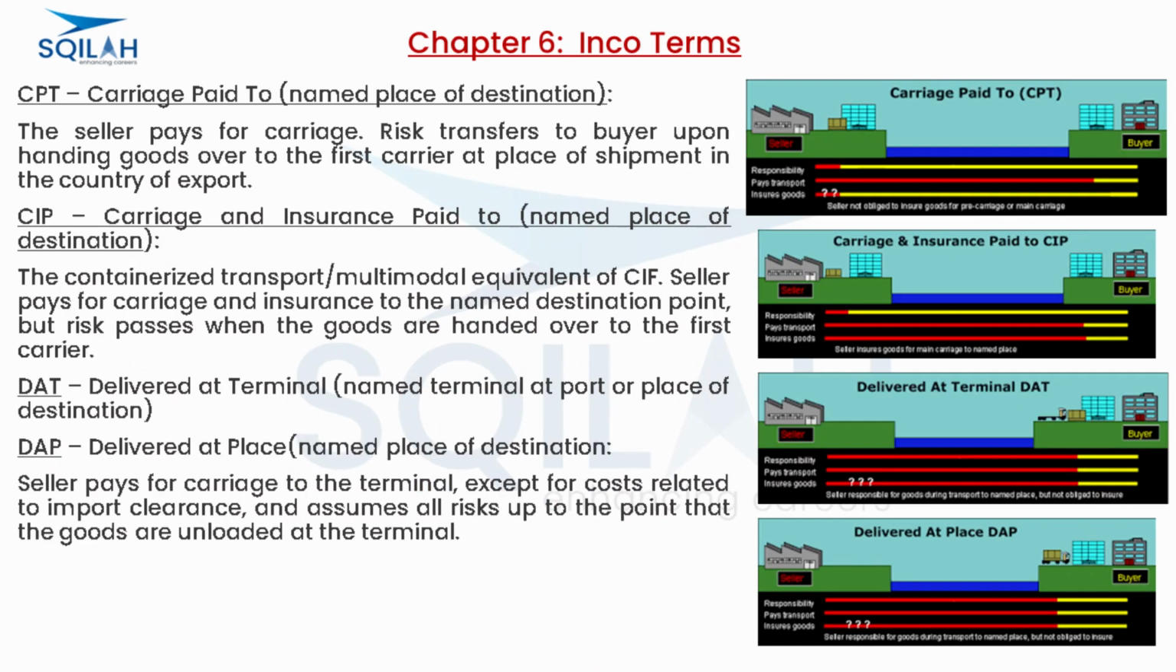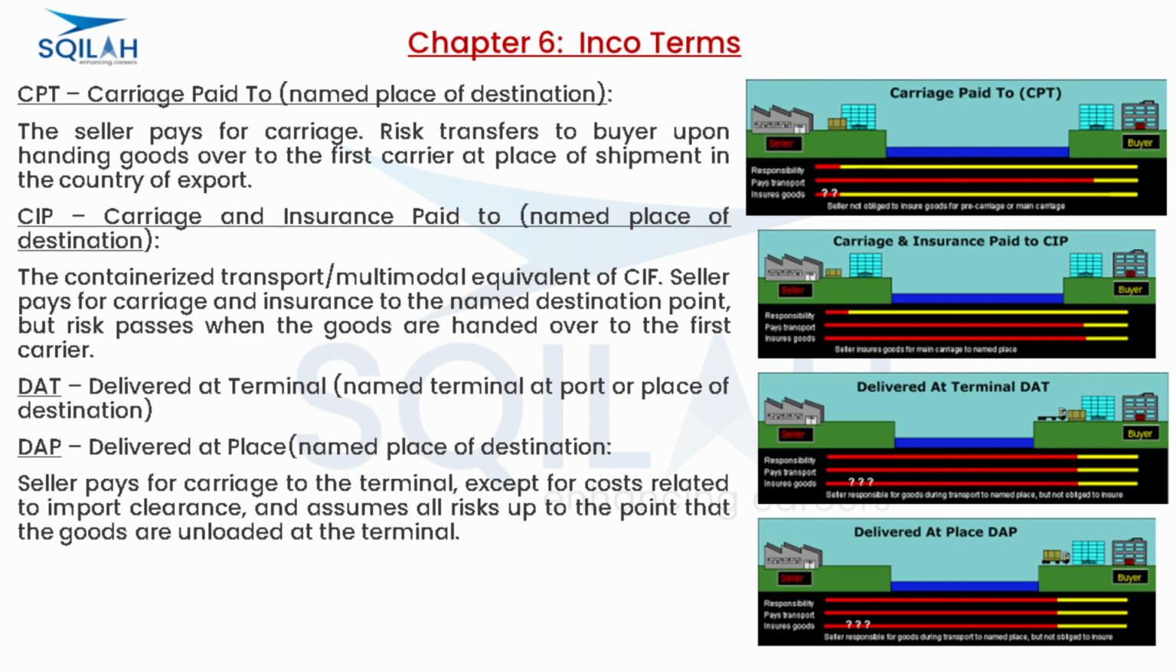CPT, carriage paid to, named place of destination. The seller pays for carriage. Risk transfers to buyer upon handing goods over to the first carrier at place of shipment in the country of export. CIP, carriage and insurance paid to, named place of destination.